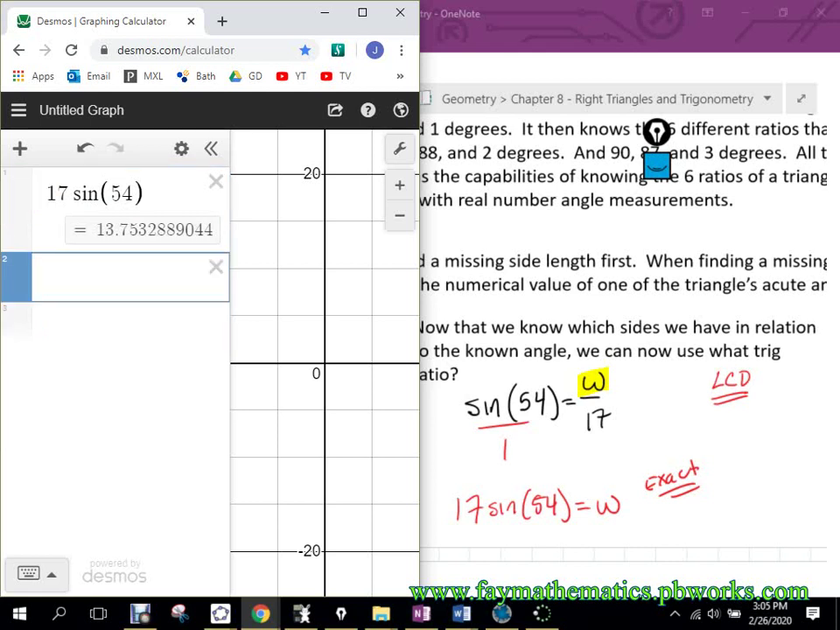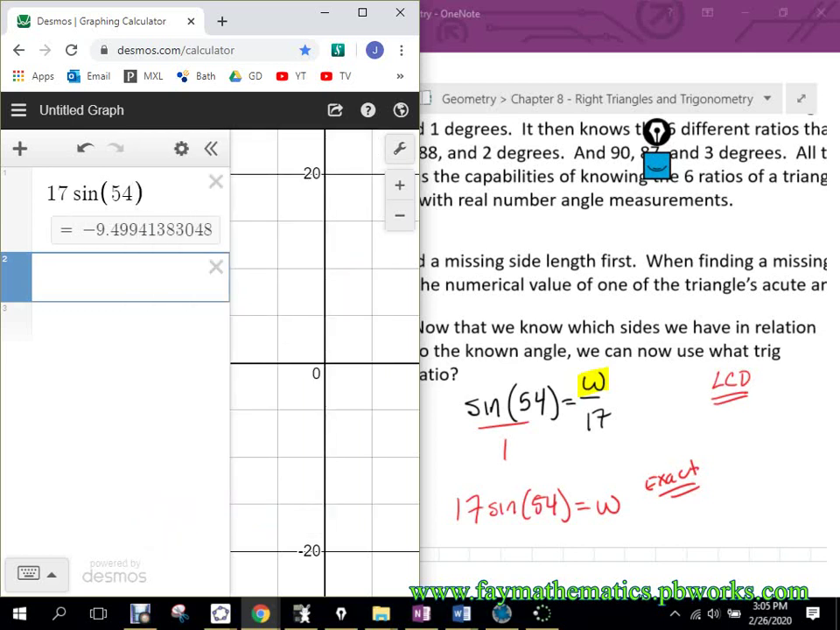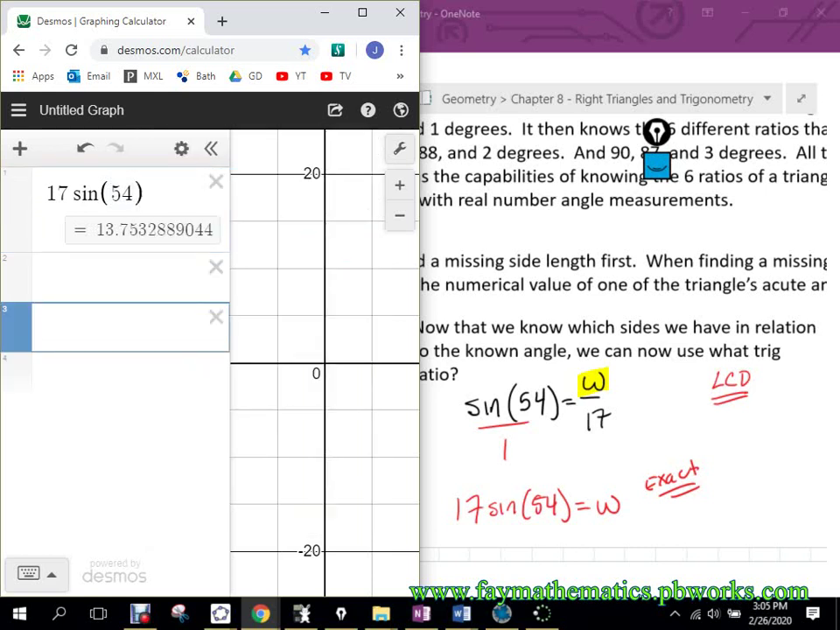Okay? What I want you guys to see and realize here, so that is W, that's that opposite side. If I'm not paying attention to whether I'm in radians or degrees, I might get that number. That's completely different, right? It's still 17 sine of 54, but 54 radians is an angle that is much, much bigger than 54 degrees, much like miles and kilometers are different sizes, right? So I need to make sure I'm in degrees. So that's 13.753. Is that okay with everybody?